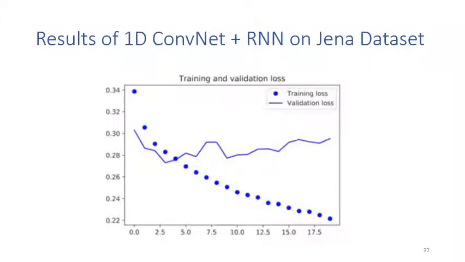The results of the mixed model are shown here. Actually, it has similar results to the pure RNN model, but it can handle data with higher resolution. It is useful for other datasets. Temperature forecasting is too simple and cannot show the strength of the mixed model.